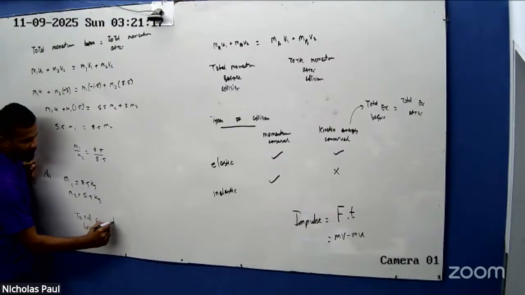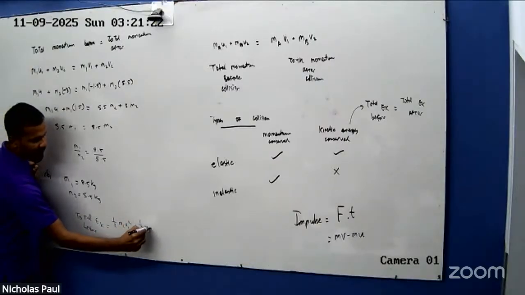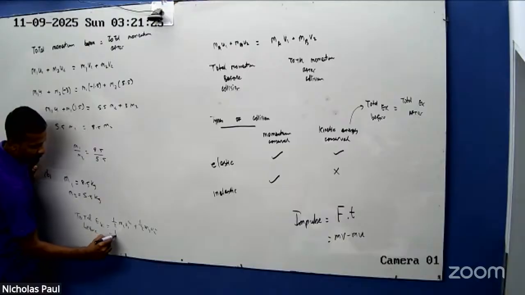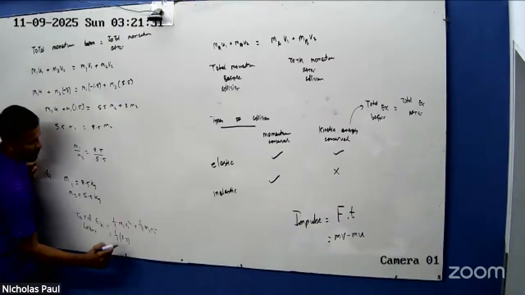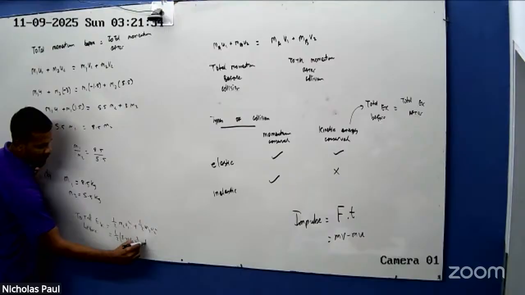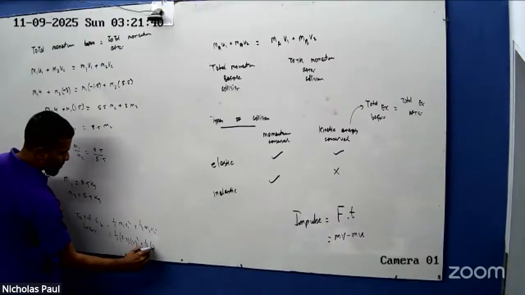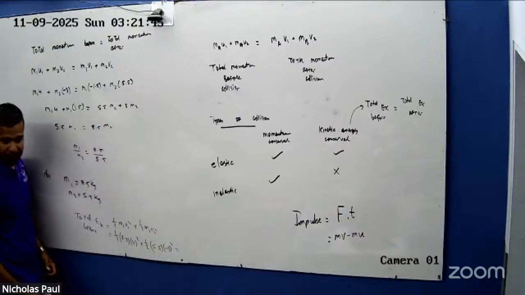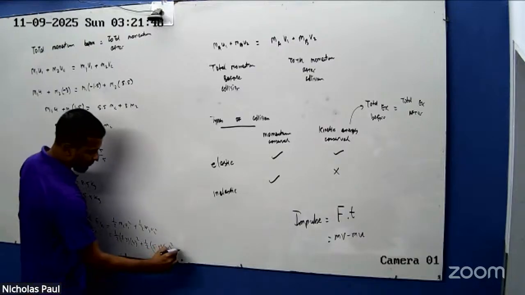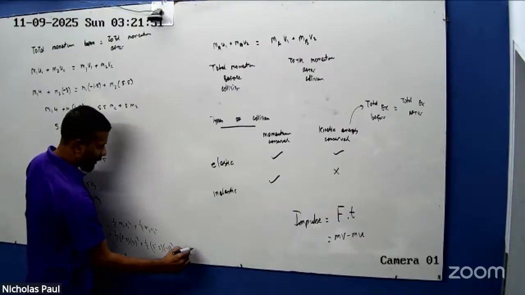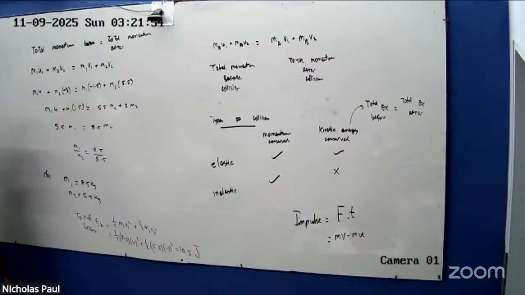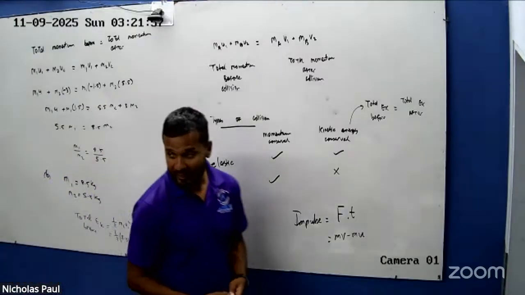Half mv squared. So a half m1 v1 squared plus a half m2 v2 squared. So that's a half by 8.5 by 4 squared plus a half by m2 by minus 3 squared. How much again? 10.5 joules. And then we have to find the total kinetic energy after.